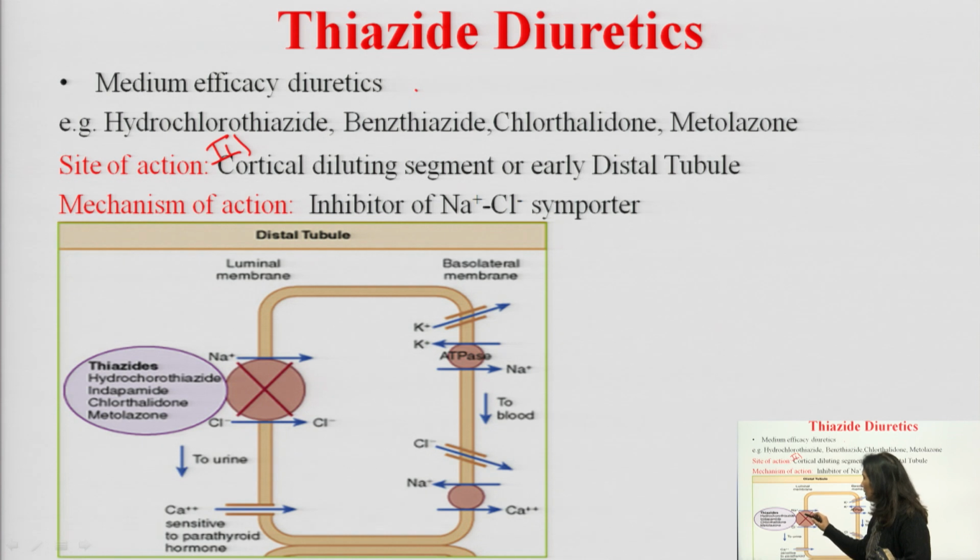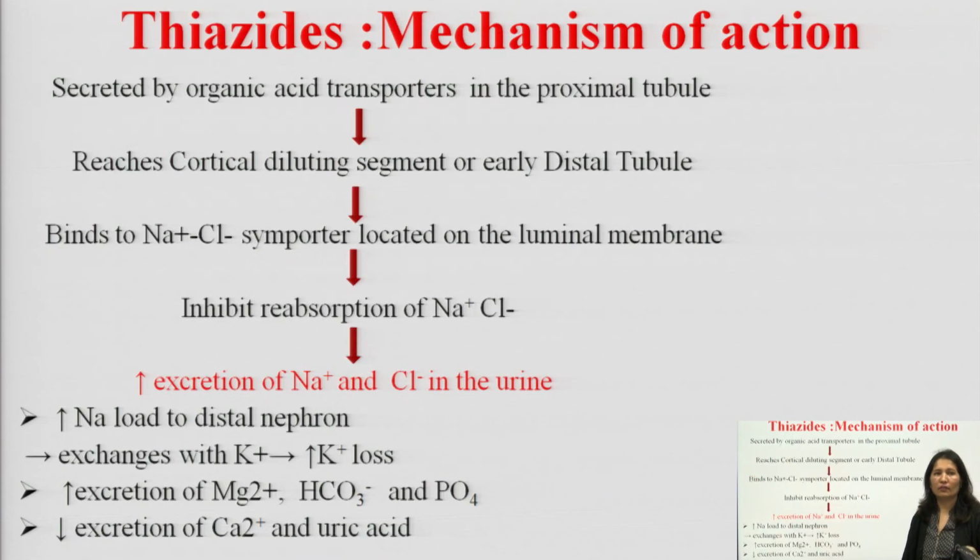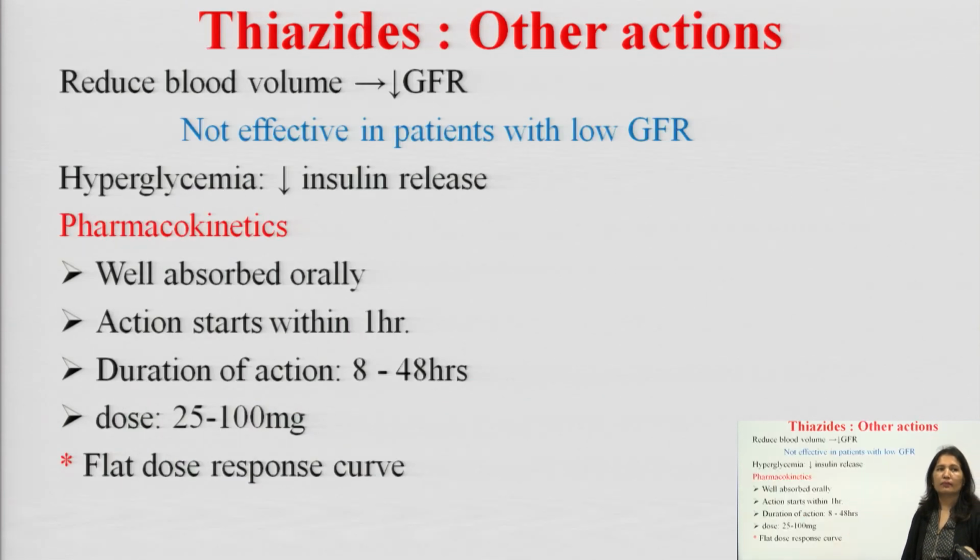There is a sodium chloride transporter present on the luminal side of the DCT, and thiazide will block this and will inhibit the reabsorption of sodium and chloride. Thus, they increase the excretion of sodium and also cause potassium loss, because sodium will go to the distal portion. So, there will be potassium loss. It will also increase excretion of magnesium and bicarbonate, but it decreases the excretion of calcium and uric acid. So, thiazides reduce blood volume, they reduce GFR and they are well absorbed orally.